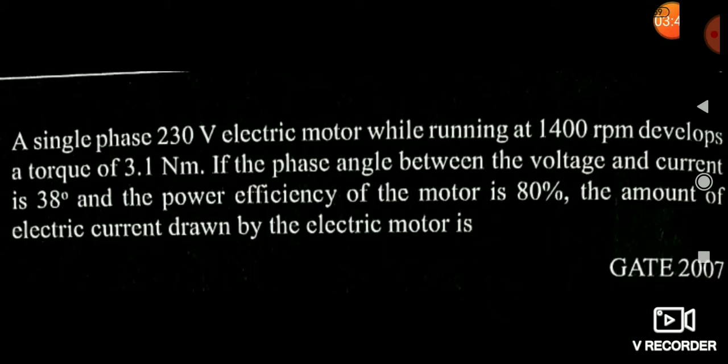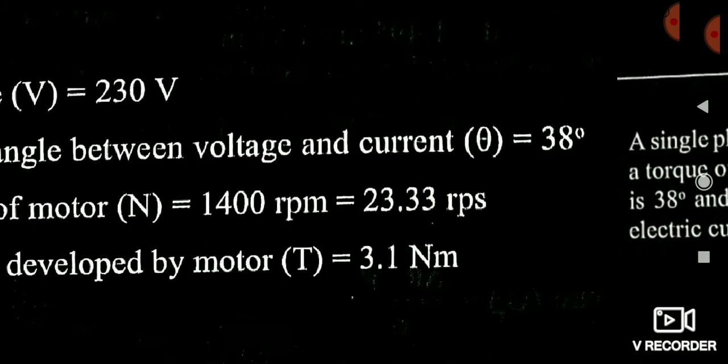Now friends, you can see this question. This question is a little bit tricky, but it's easy. A single phase 230 volt electric motor, while running at 1400 rpm, develops a torque of 3.1 Newton meter, and the phase angle between the voltage and current is 38 degree, and power efficiency of motor is 80%. The amount of electric current drawn by the electrical motor is asked.